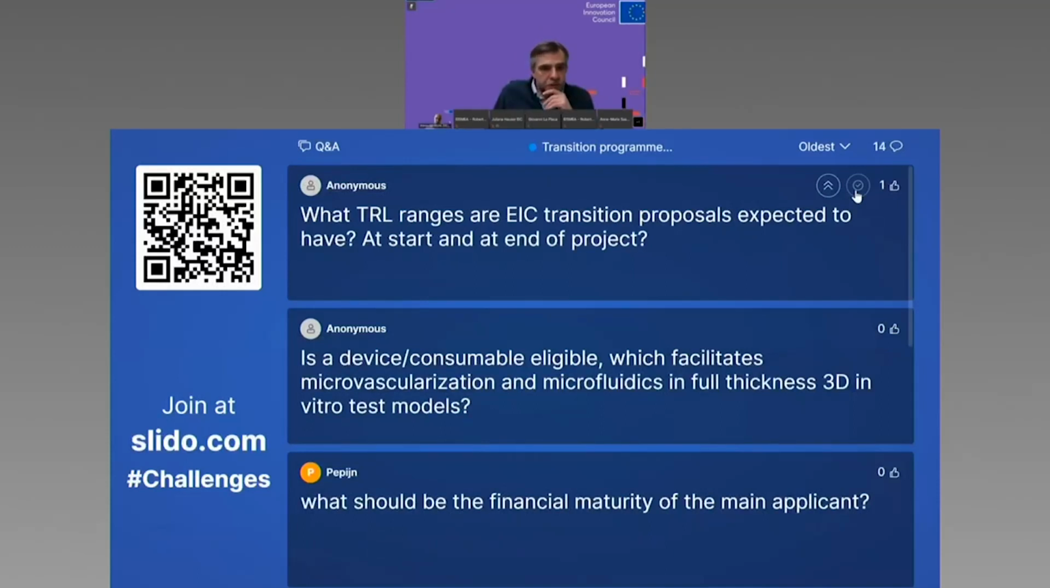TRL ranges. What TRL ranges are EIC transition proposals expected to have at the start and at the end of the project? Do you want to take that one, Marco? Yes, the EIC transition proposal needs to have at least TRL 3, but better TRL 4 to start, and needs to end towards TRL 5 or better 6. So these are the TRLs that should be covered in an EIC transition project.